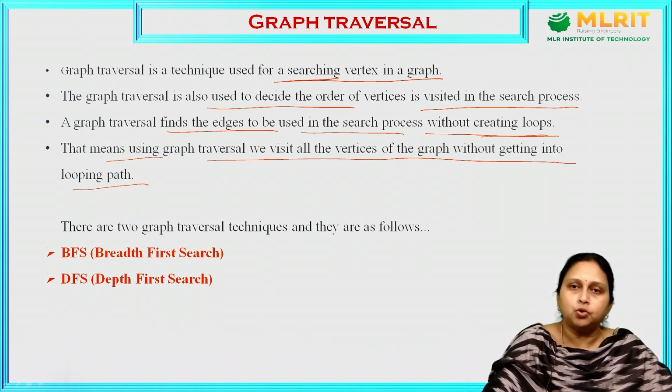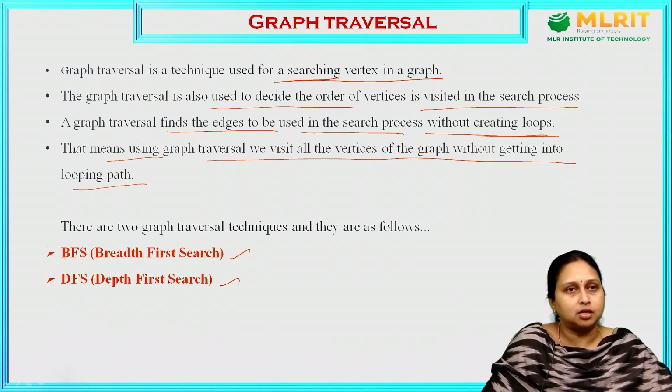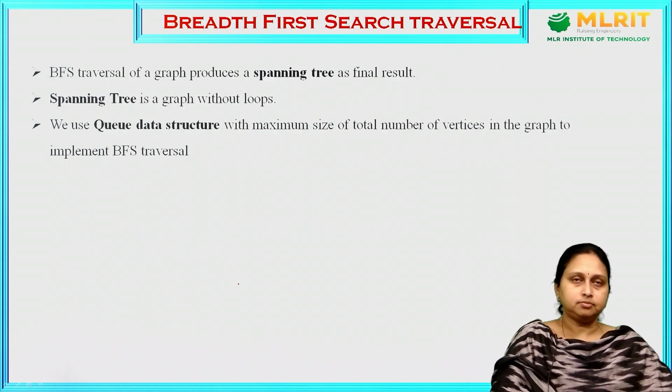There are two types of graph traversals: one is breadth first search and another one is depth first search. These are the two graph traversals we have. Let us see the first graph traversal, the breadth first search, what the algorithm consists of, and let us discuss one example with it.